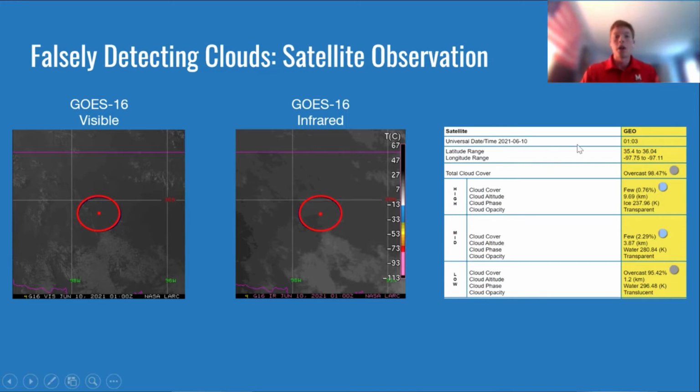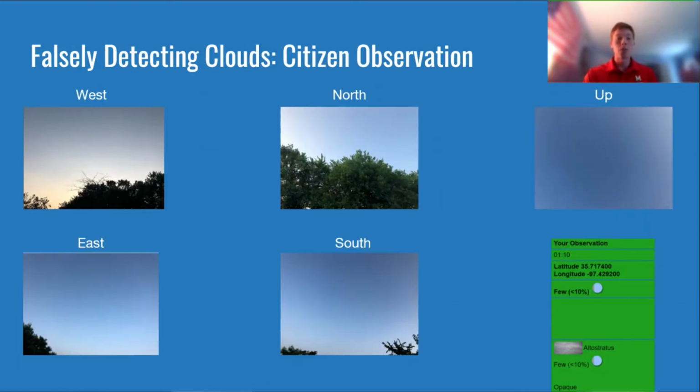And then what the algorithm outputted for the total cloud cover was 98.47%, which is insanely high. Our citizen said that there was less than 10% cloud coverage where they were looking. And another thing, I initially thought that, okay, maybe there is 98% cloud cover, and maybe it's just in the higher altitudes. Maybe you can't see it from the citizen's photo.